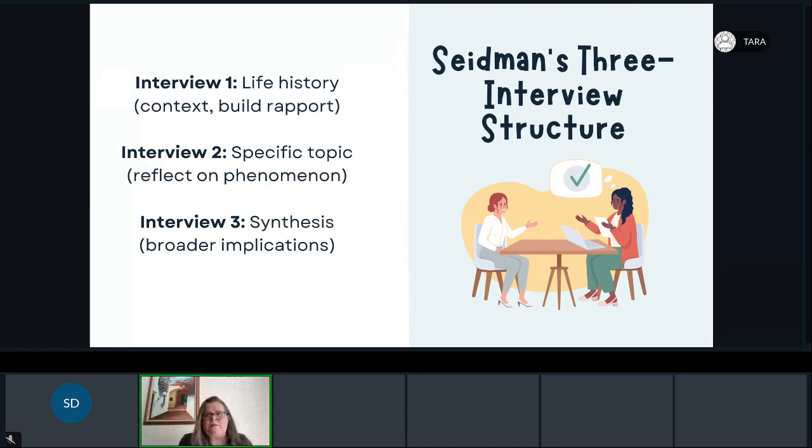So the structure works because it builds trust. It starts with their personal history, gets them comfortable, and then it dives into the core topic, and then it allows for deeper reflection. It prevents shallow data collection, which is very easy to do if you don't have a well-written interview guide based on your literature and your research questions. Okay, you need to really be thinking about what kind of responses you want to get back, not necessarily what they say, but the depth, and consider what probing questions might be relevant to include.